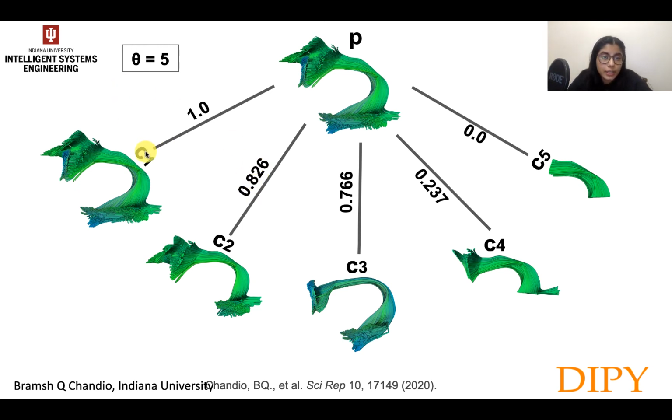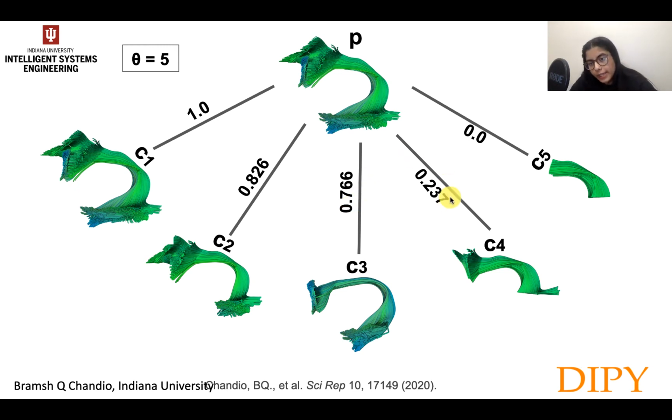And in the case of child 1, C1, because these are replicas, we say it's the same. And as we move to the right, we have C3, which is again missing some part of the parent bundle, so we give it 0.766. But the shape is still the same, though not exactly, because it's missing some streamlines or the density is different.